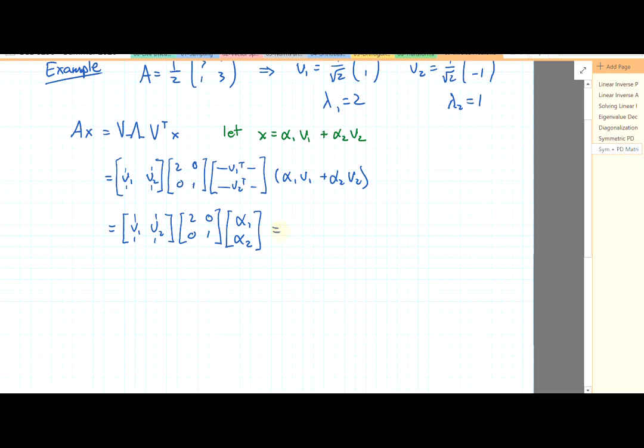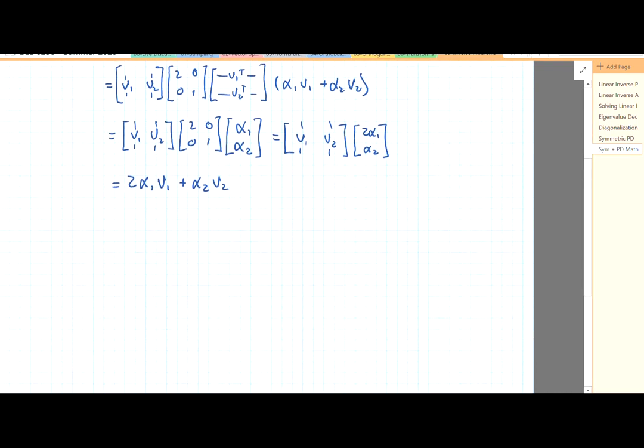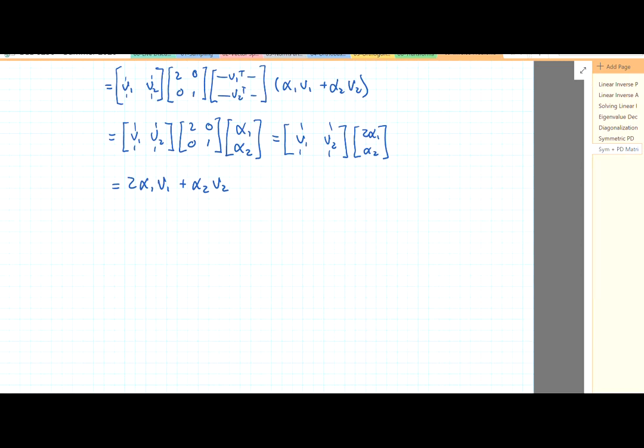And multiplying that through a little bit more, we now get v1, v2 times a single vector, 2 alpha 1 and alpha 2, which is equal to 2 alpha 1 v1 plus lambda 2 alpha 2 v2. So what happened here? This is a key to intuition with what's going on with these vectors.